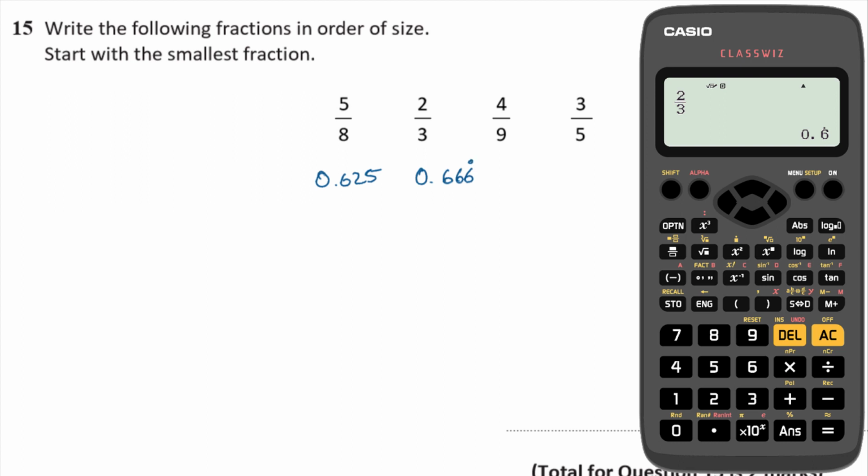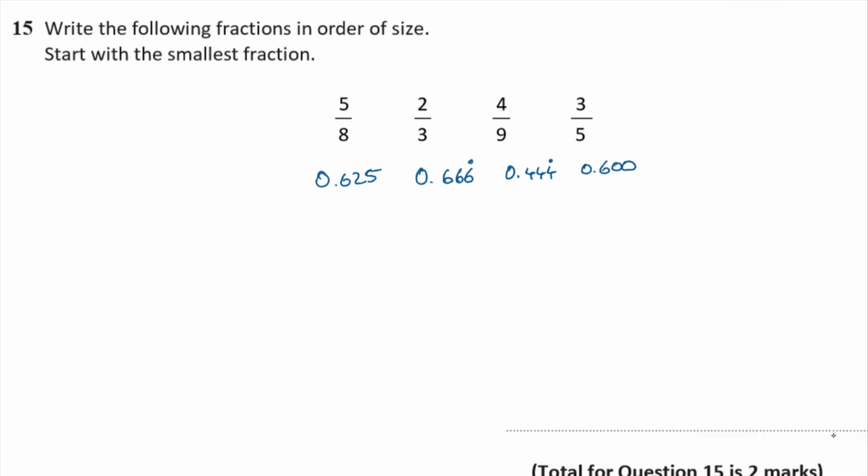4/9, so 4 divided by 9. Again, I think that is a recurring decimal. That's 0.444, isn't it? So that's going to be 0.444. I'm going to just put a little dot on the end there. I wanted to show more digits so it's easier to compare. And then 3/5, that's a bit of an easier one. That is 0.6. This time I'm going to just put some zeros on, so I've got a similar number of digits for all of them. Okay. So now I've got them all written down like that.